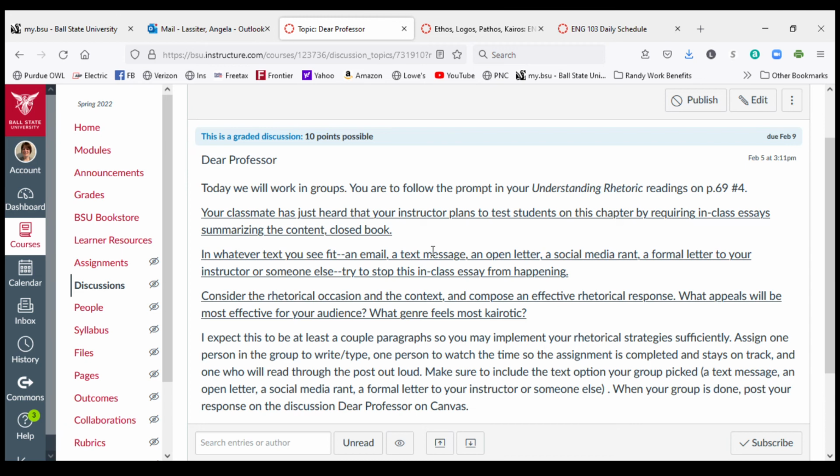Assign one person in the group to write, which, you guys being online doing this, if you were absent in class, that's not going to pertain to you. Okay. So I would say make sure to include the text option that you pick: a text message, an open letter, a social media rant, a formal letter to your instructor or someone else. Let me know what you're thinking. Being that you guys were absent, to get your 10 points for this, you are going to have to do it on your own versus the groups that everybody was in during class.